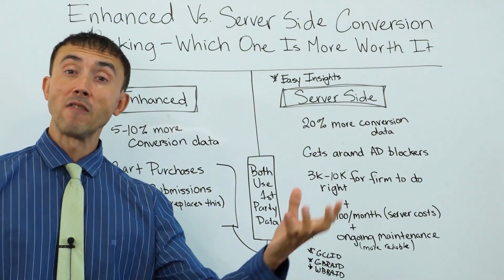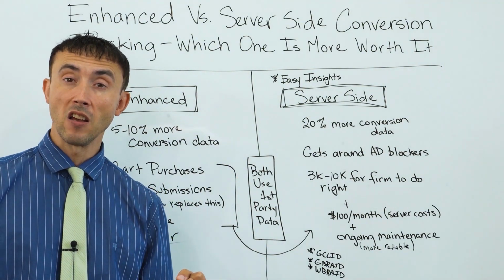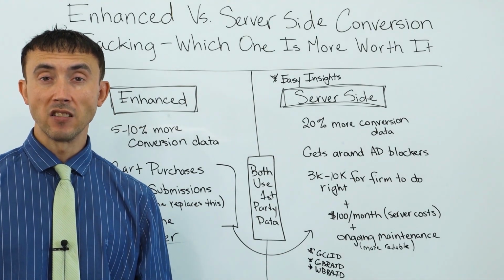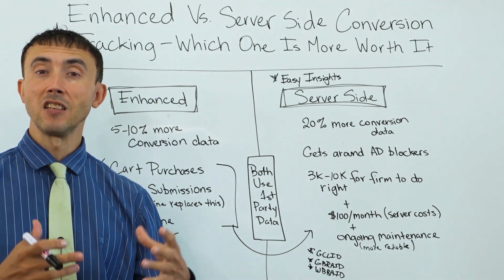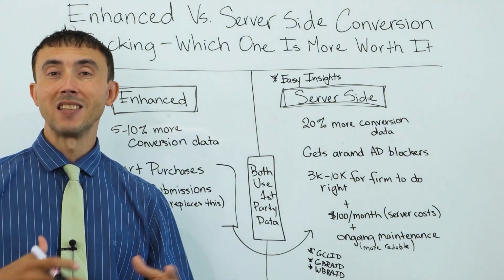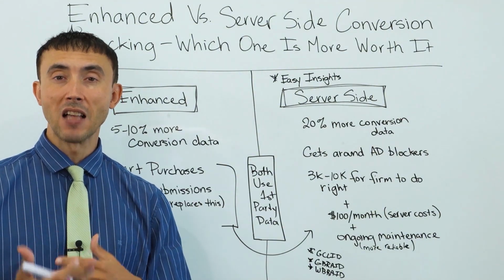The email and phone number are going to get you an extra 5 to 10% more conversion data, so you should do it. Those extra conversions are going to get you more results with your ads. 5 to 10% more conversion data can easily get you 20 to 30% more profit from your account over time, because the data that you have is going to be a lot more accurate.